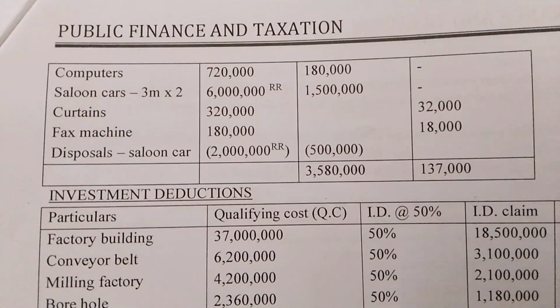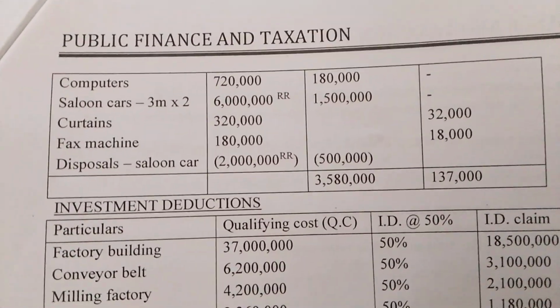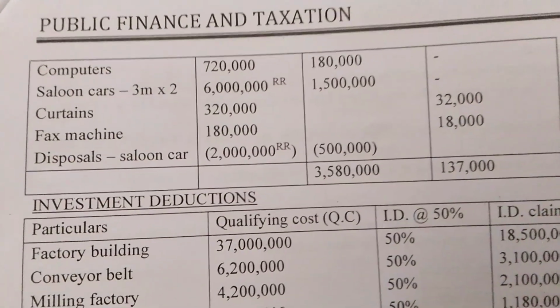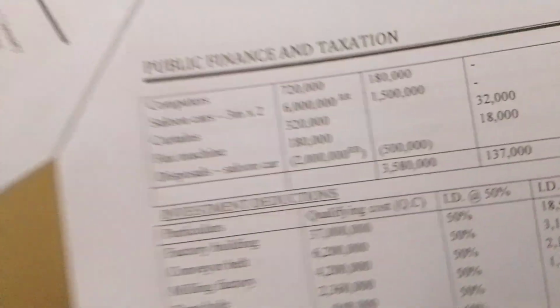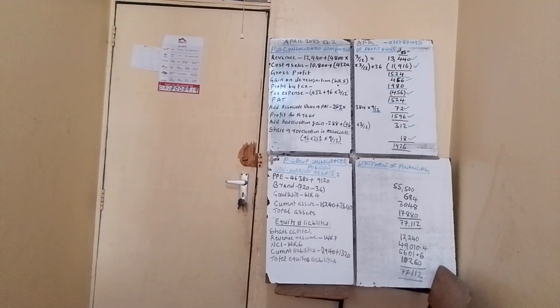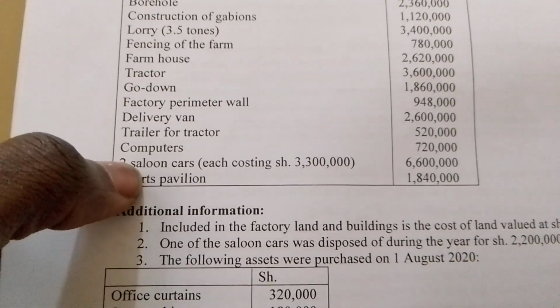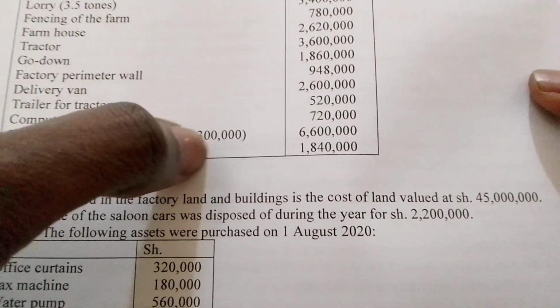Computers is 25%. Saloon cars, something called restricted amount. Now these saloon cars, I think you know what you mean by restricted value. They are restricted. We usually take only 3 million. Any extra amount is ignored. You can see saloon cars here, each costing 3.3.